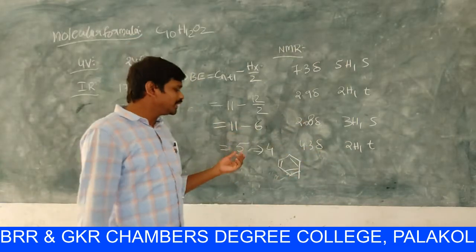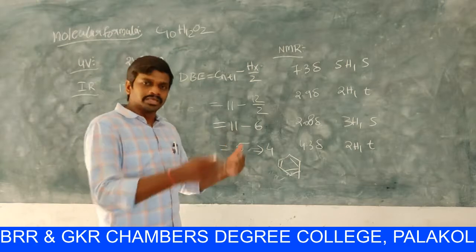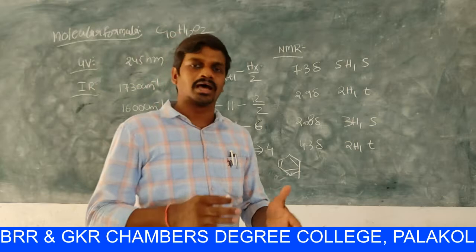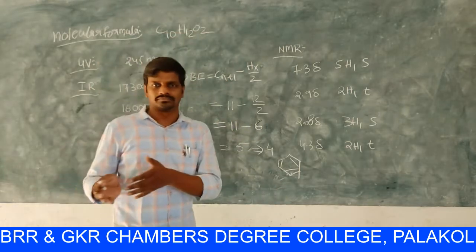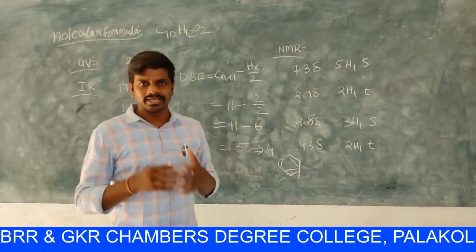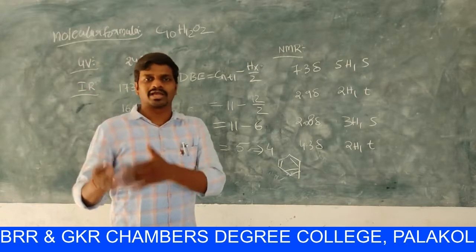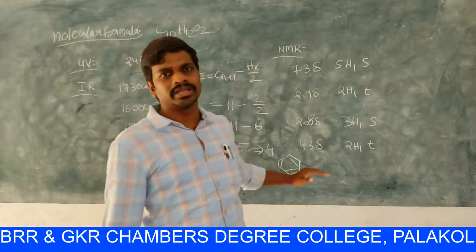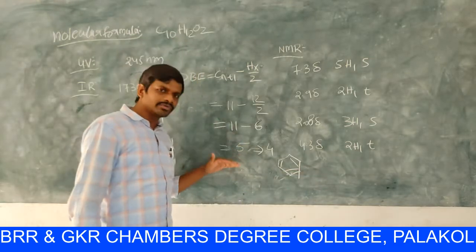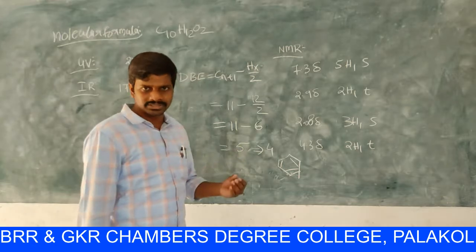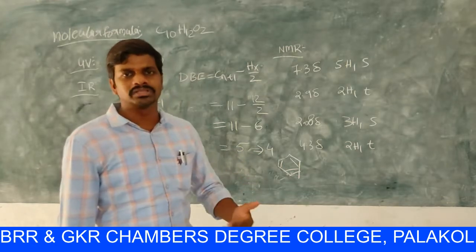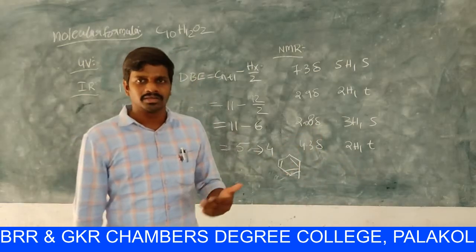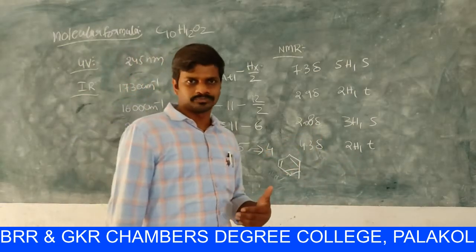Here the calculated double bond equivalence is 5. Maybe in this 5, 4 is for the aromatic ring and the organic molecule contains another double bond, whether it may be a carbon-carbon double bond or a carbon-oxygen double bond, but along with one aromatic ring. So this double bond equivalence of 5 maybe indicates the presence of one aromatic ring along with one additional double bond. That additional double bond may be a carbon-carbon double bond or a carbon-oxygen double bond.